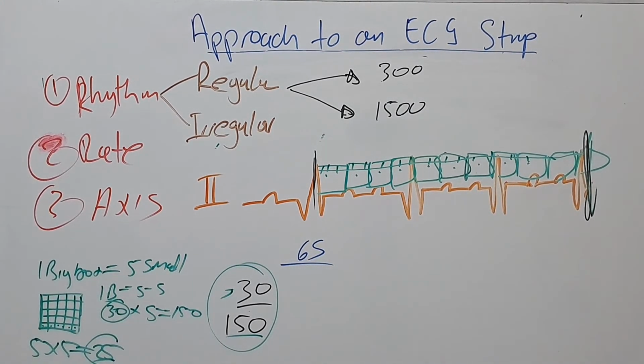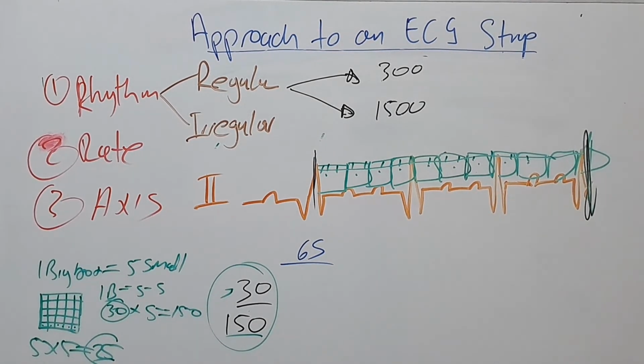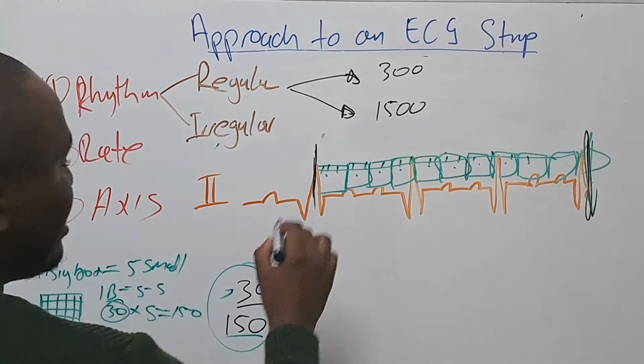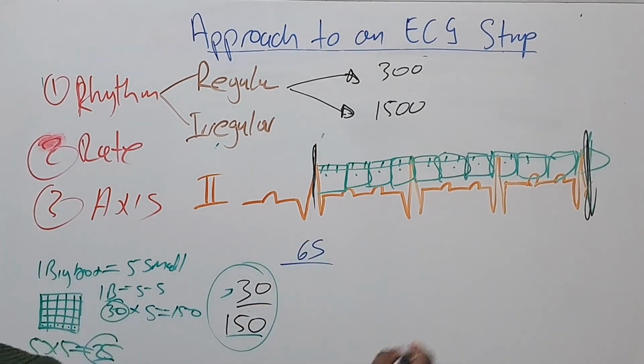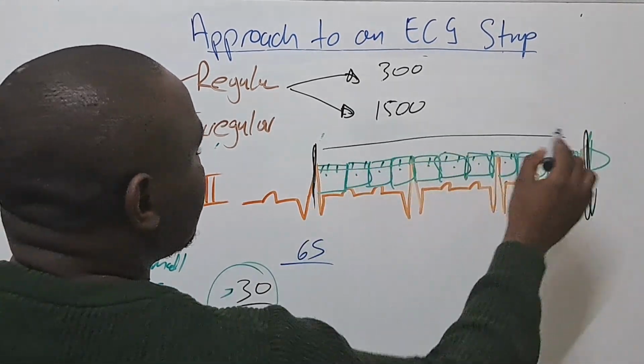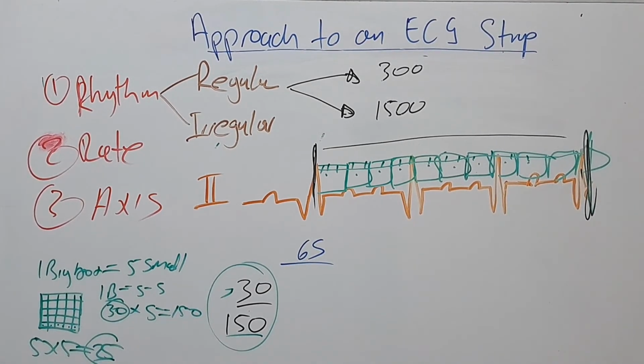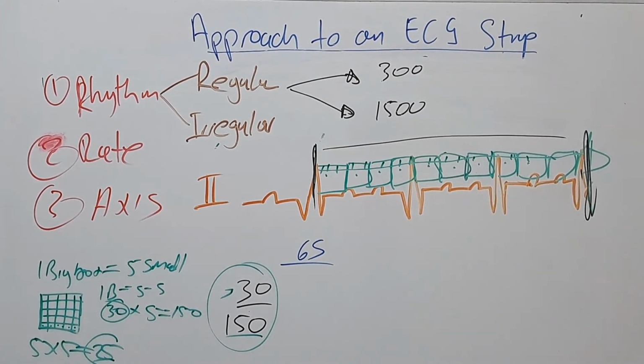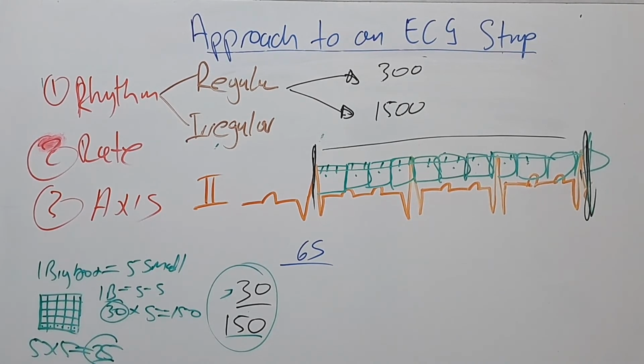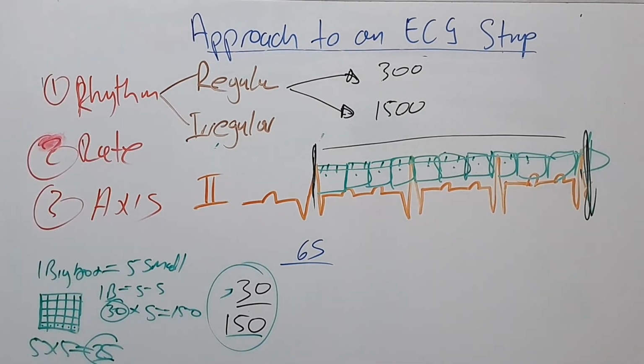That's how you confirm. But now let's say I have confirmed, I'm happy that from this R wave to this R wave, I know that there are 30 big boxes and 150 small boxes. But what do I do with that? There is nothing that you do with that. You just confirm that it's actually 6 seconds. So the next step now, you're going to count the QRS complexes or the R waves.